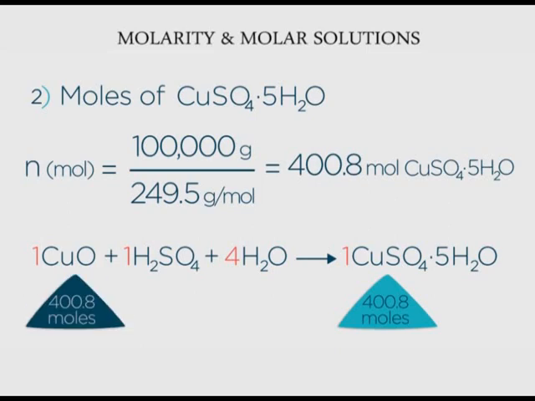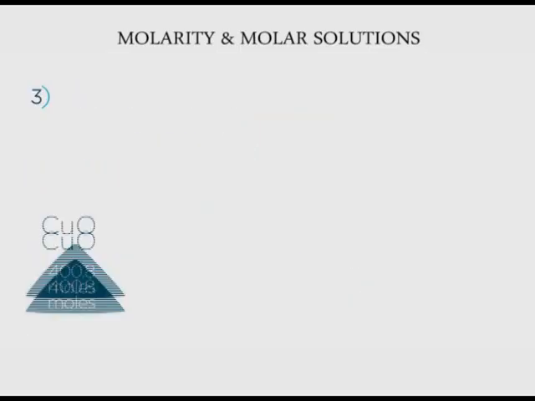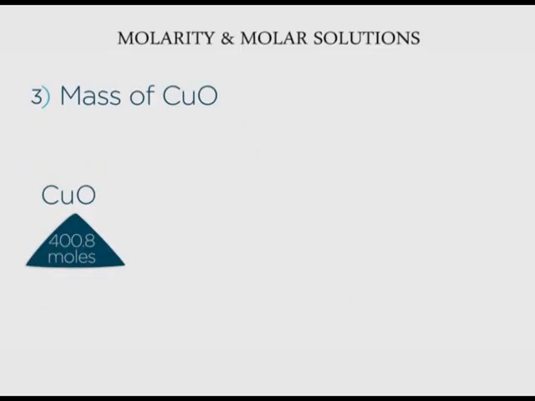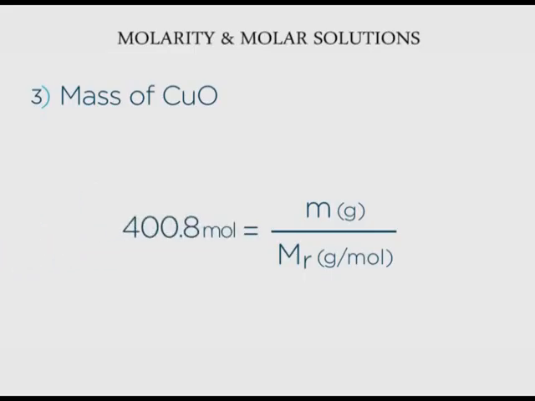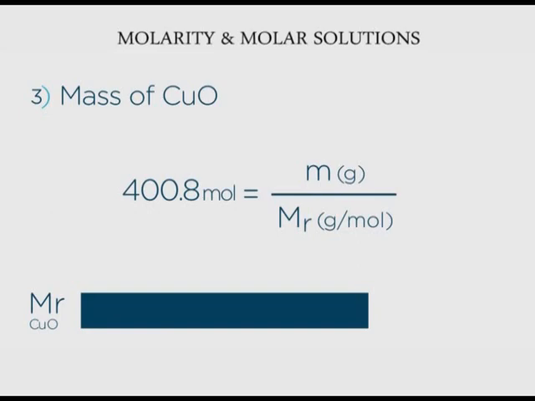This is the number of moles of copper 2 oxide we need to add to the acid. The mole ratio is 1:1, that is copper 2 oxide to copper 2 sulfate ratio is 1:1. And therefore, we need the same number of moles of copper 2 oxide to react with the acid. We now convert it back to mass. Again, this is straightforward. We use the formula. This time, we know the number of moles, 400.8, and we can get the formula mass of copper 2 oxide.